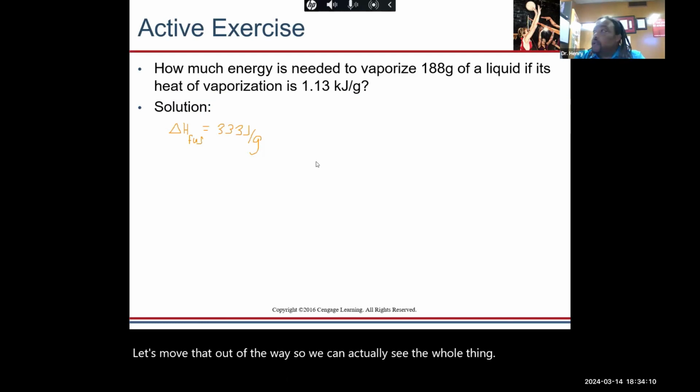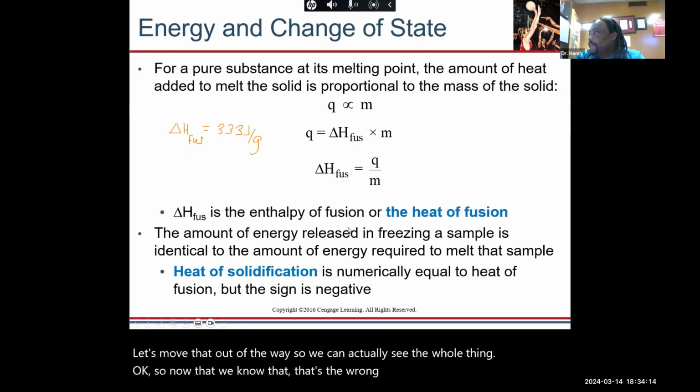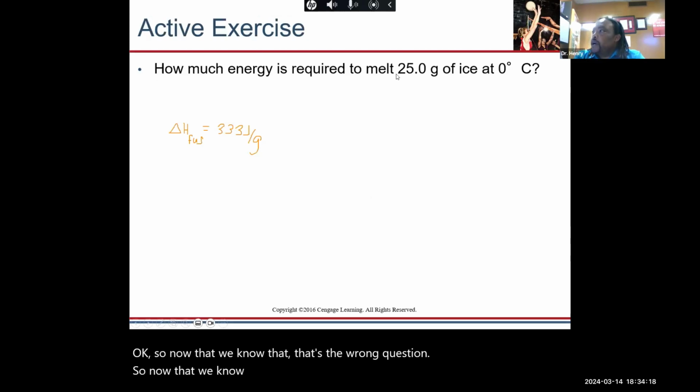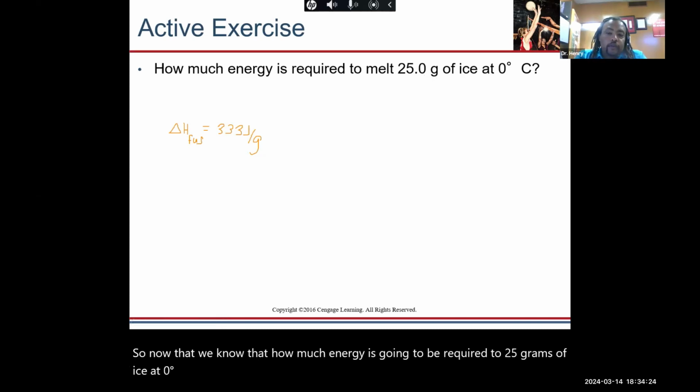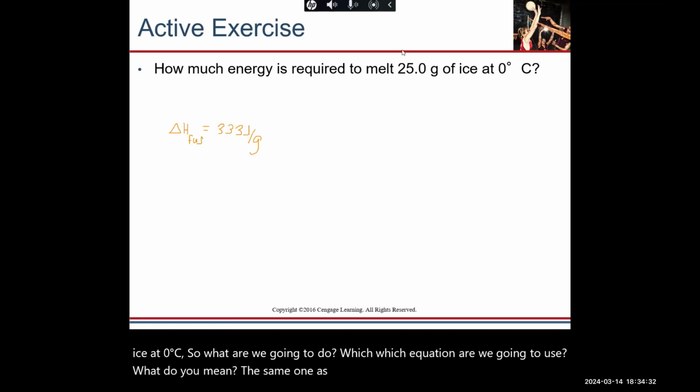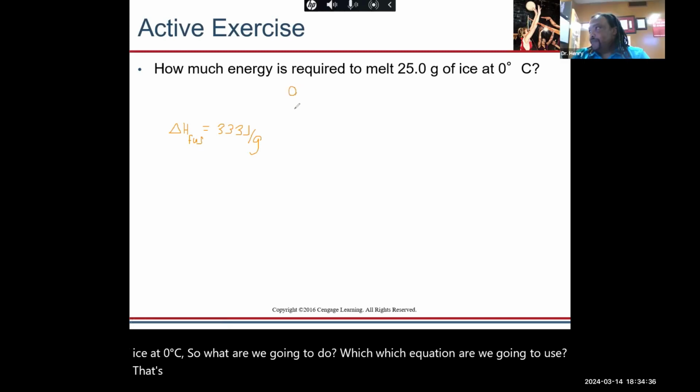Okay, so now that we know that, how much energy is going to be required to melt 25 grams of ice at 0 degrees? So what are we going to do? Which equation are we going to use? Would it be the same one as the last time? It's the Q equals m times heat of fusion. That's right.